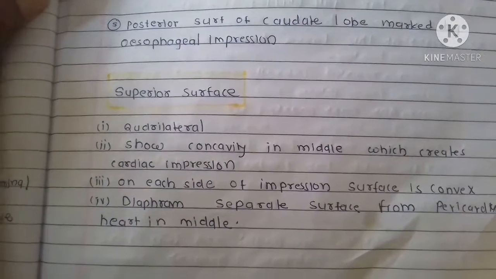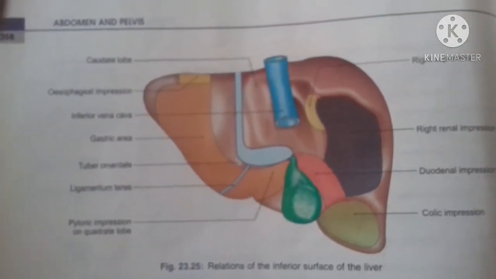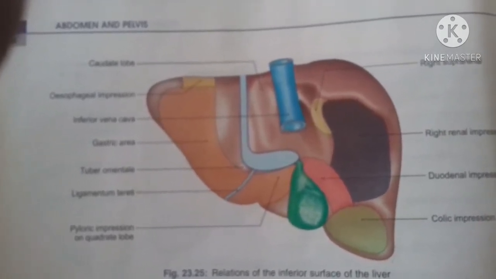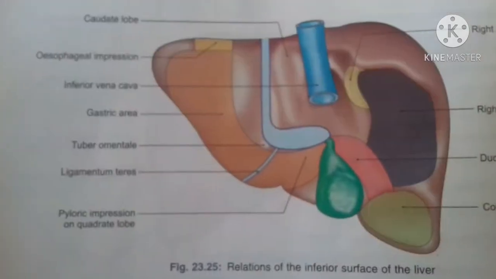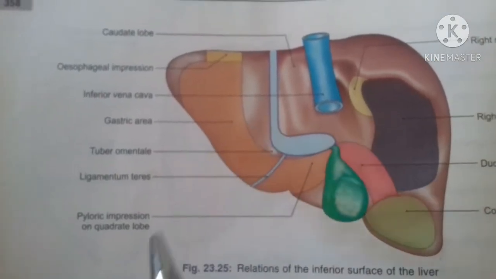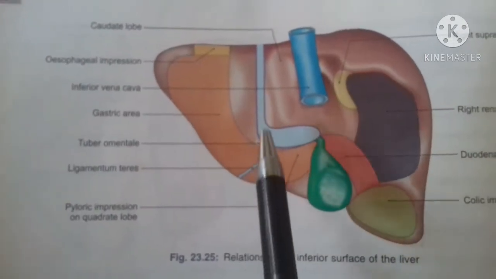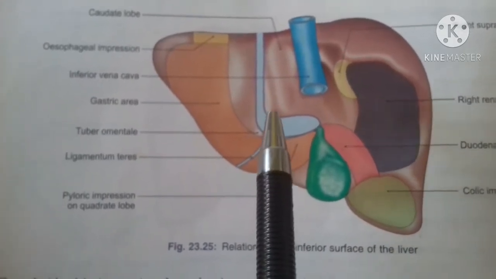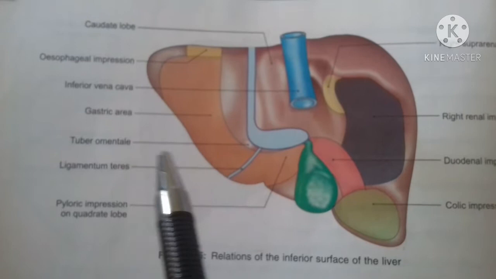Heart in the middle. Let us learn about the inferior surface, which is quadrilateral and directed downwards, backwards and left. It is marked by impressions. First, the large concave gastric impression. The left lobe has a raised area which comes in contact with the lesser omentum, and which is known as the tuber omentale.